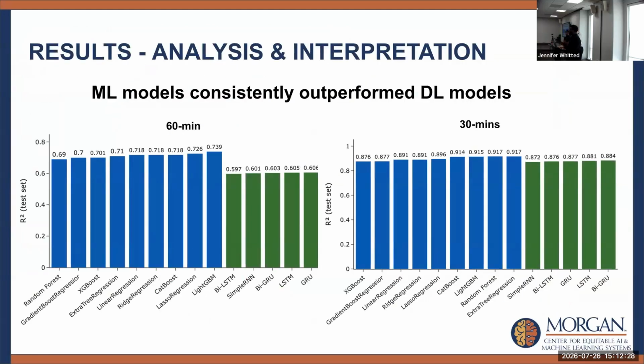Now, another good analysis we found was that our ML models consistently outperform our deep learning models, right? You see right here, from the 60-minute interval phase to the 30-minute interval phase, our ML models in blue always have higher performance metrics than our deep learning models. And I think that's a very good thing. We'll get into why that's important later on.